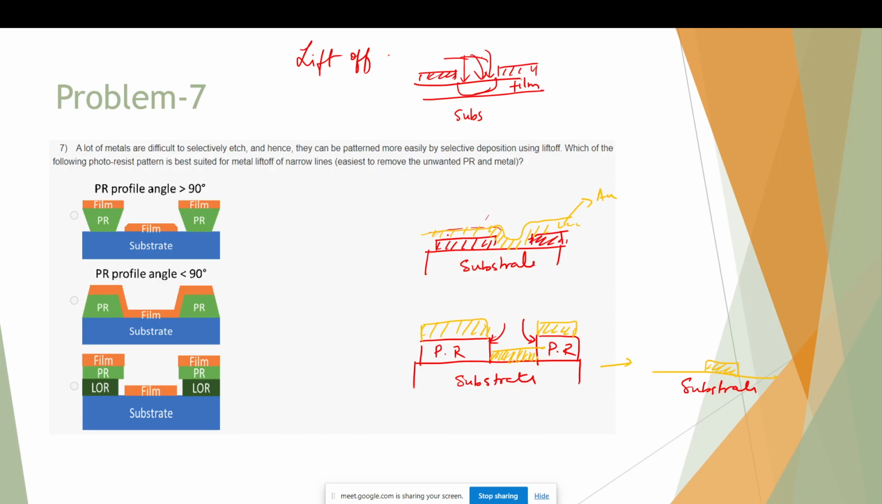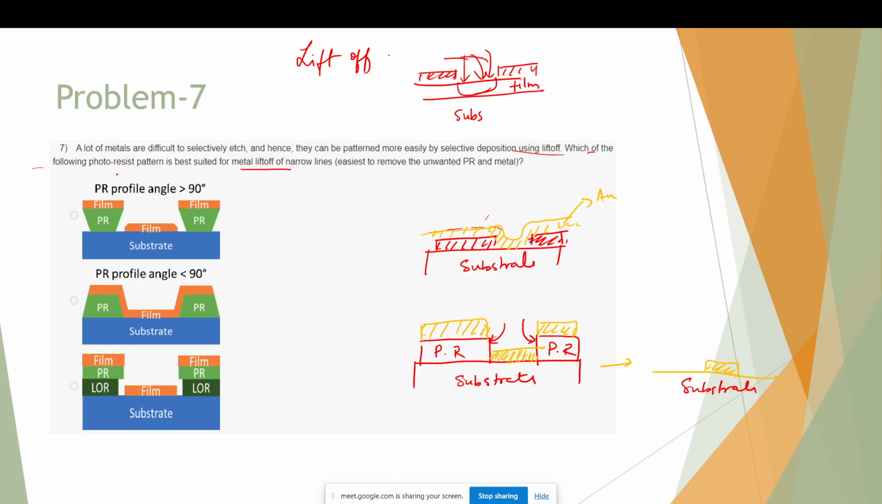In this case it is not possible because the gold deposited everywhere, even on the side wall. So, that is what they mean by ease of lift off. A lot of metals are difficult to selectively etch and hence they can be patterned more easily by selective deposition using lift off. Which of the following photoresist pattern is best suited for metal lift off of narrow lines?